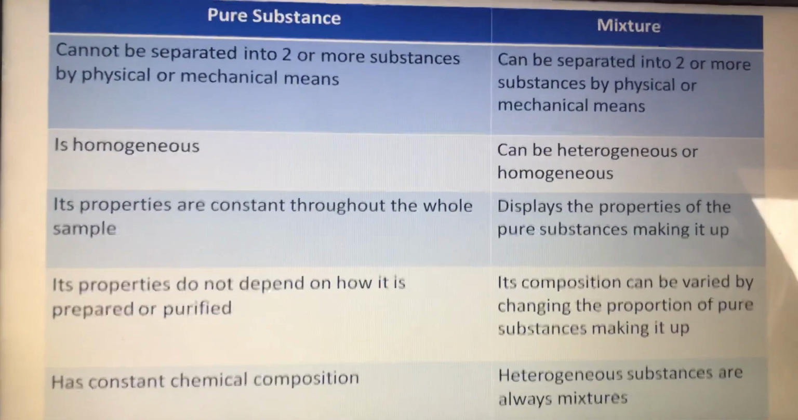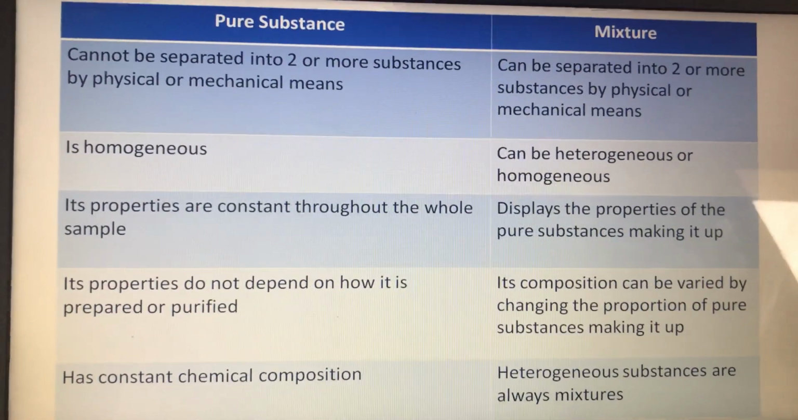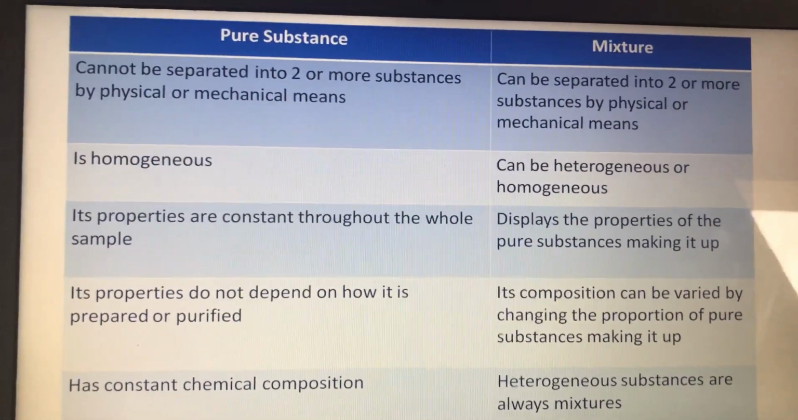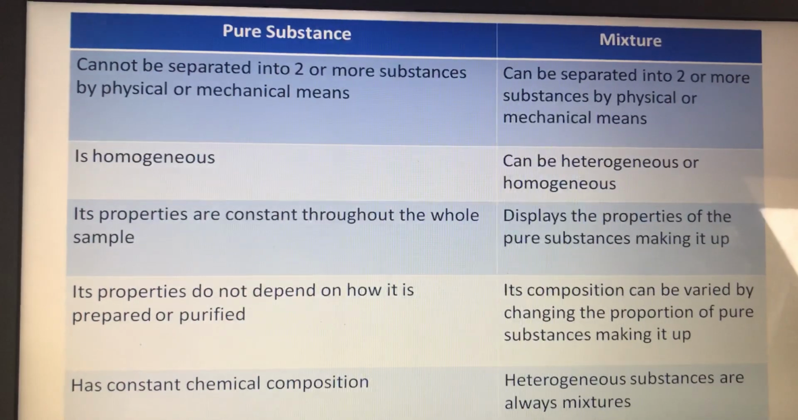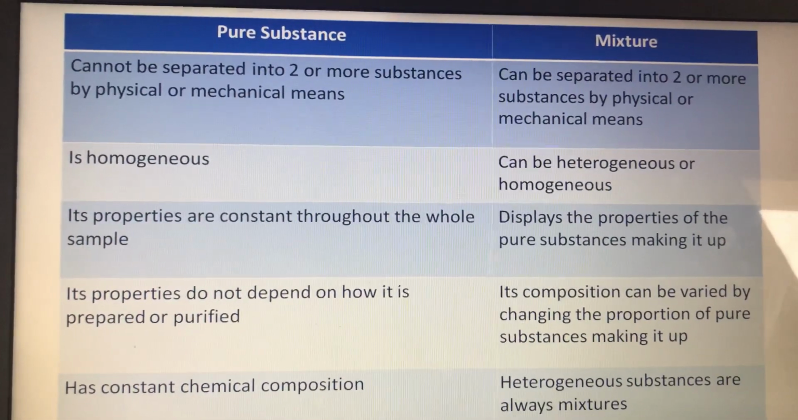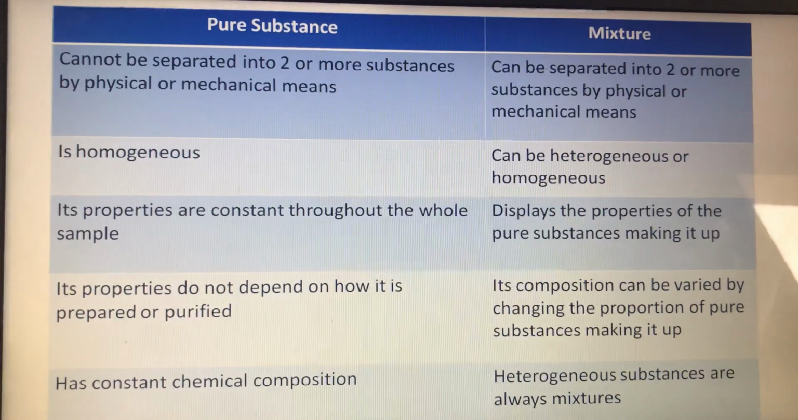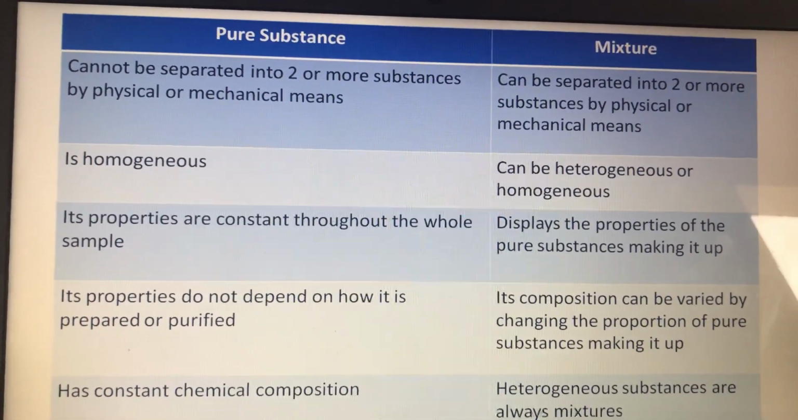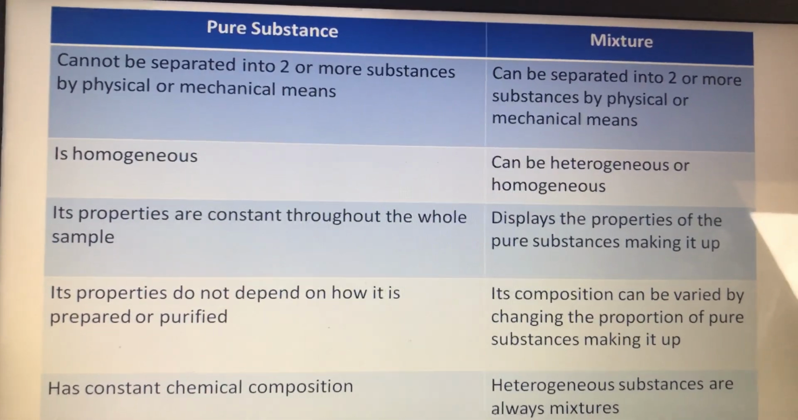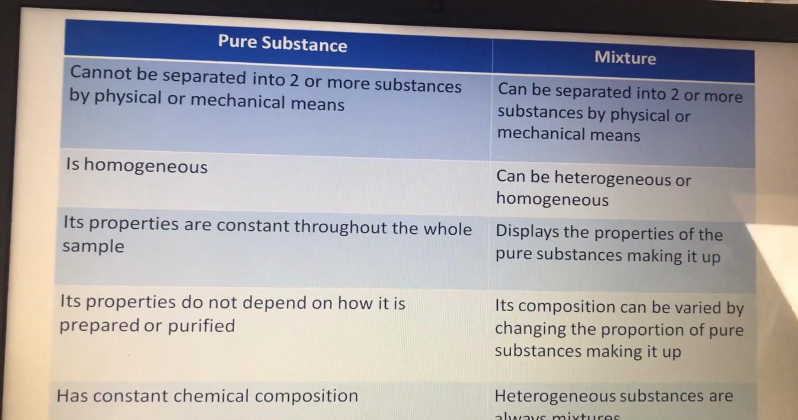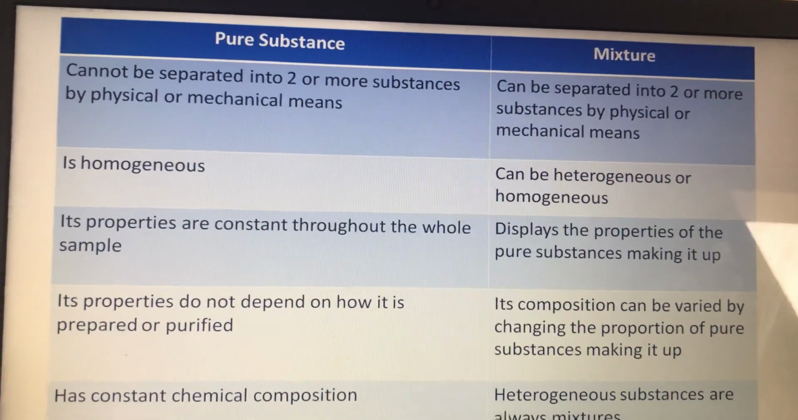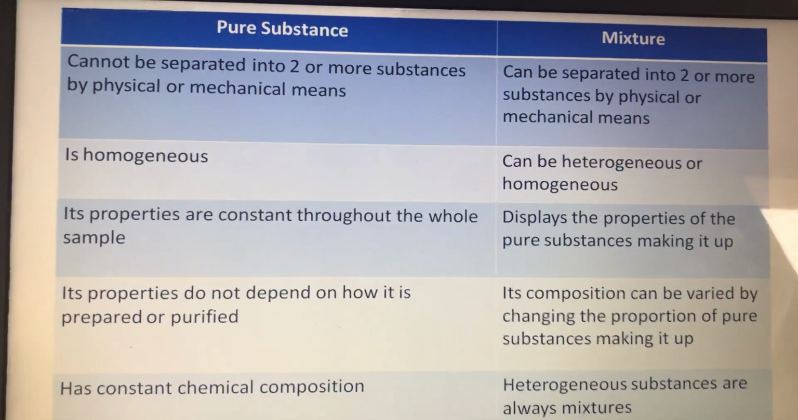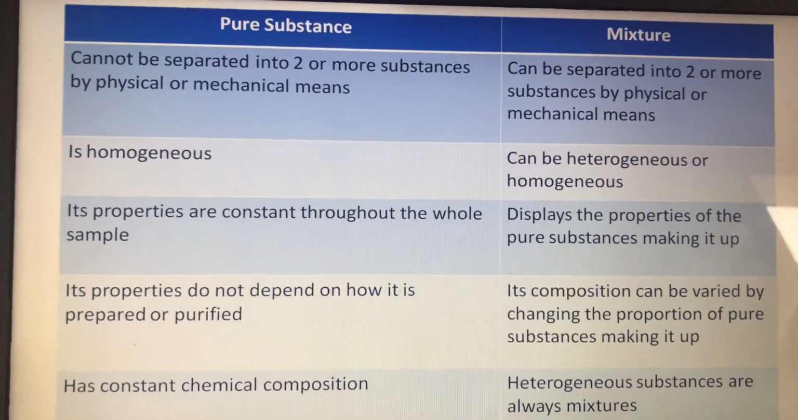And pay attention, this is a table showing you the difference between pure substance and mixture. A pure substance can be an element or compound. Element means one atom. Compound means many atoms joined together. And a mixture can be homogeneous or heterogeneous. A mixture is made up of many pure substances. A homogeneous mixture is a mixture where I can see only one phase, such as water or milk, while a heterogeneous mixture is where I can see two or more phases, such as pizza or salad.